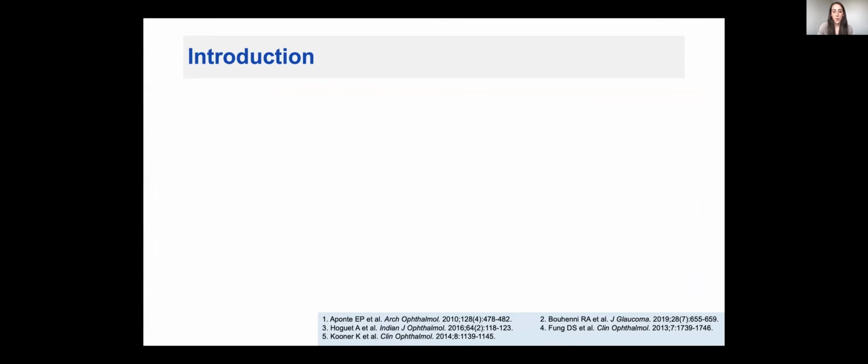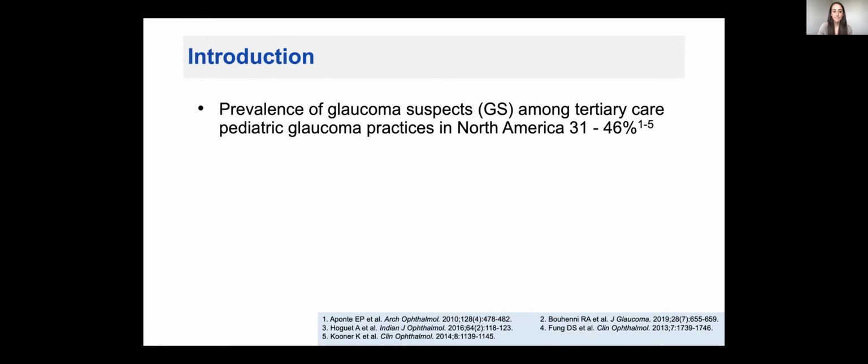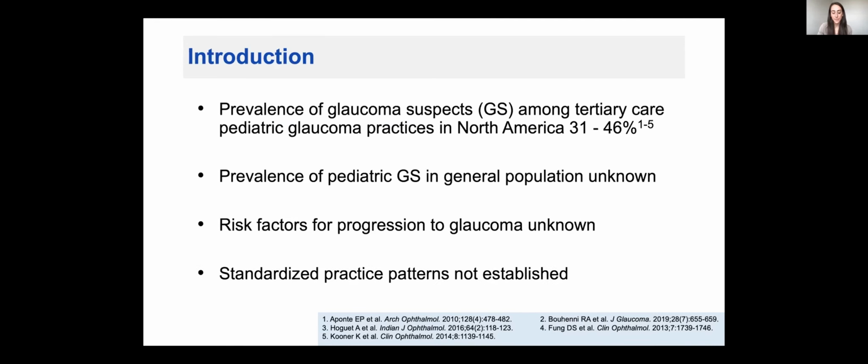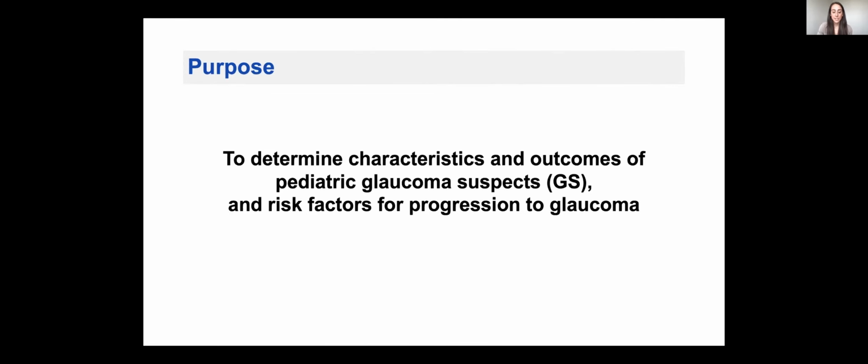Children suspected of glaucoma are frequently referred to pediatric ophthalmology practices, yet the current literature on pediatric glaucoma suspects is limited. The prevalence of glaucoma suspects among pediatric glaucoma practices ranges from 31 to 46%, yet the prevalence in the general population is unknown. The risk factors for progression of these children to glaucoma are also unknown, and there's a lack of evidence-based or consensus practice patterns for these children. Our aim was to determine the characteristics and outcomes of pediatric glaucoma suspects and their risk factors for progression to glaucoma.